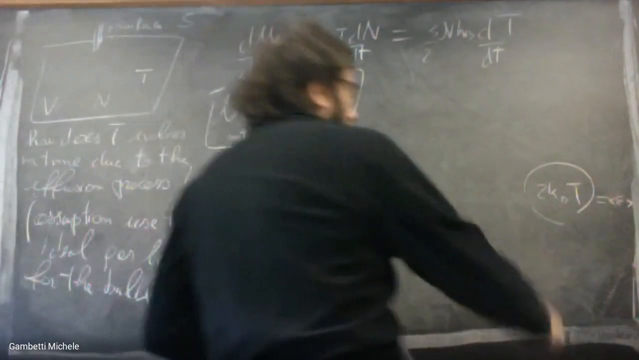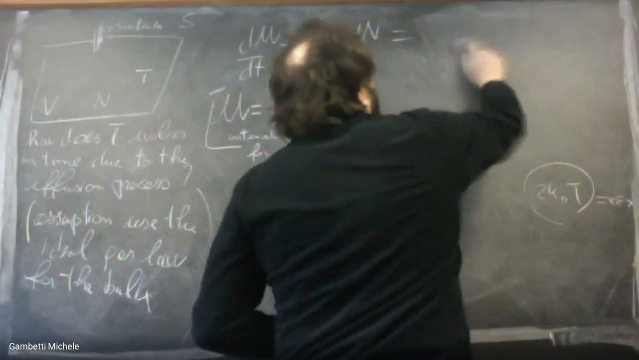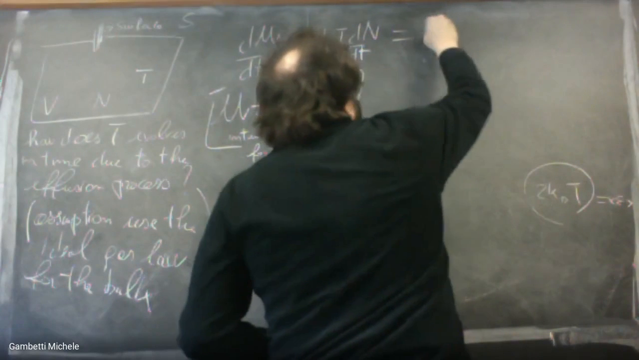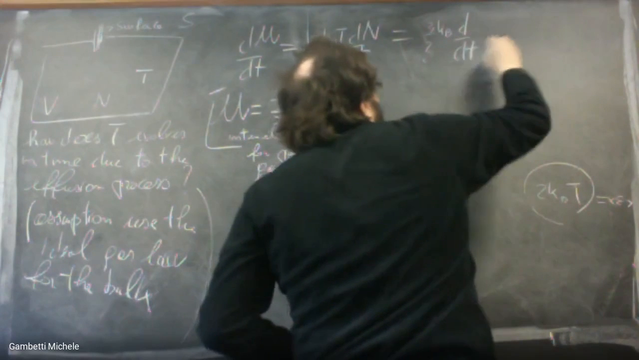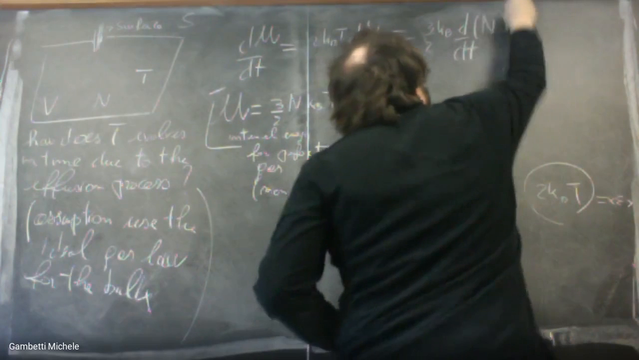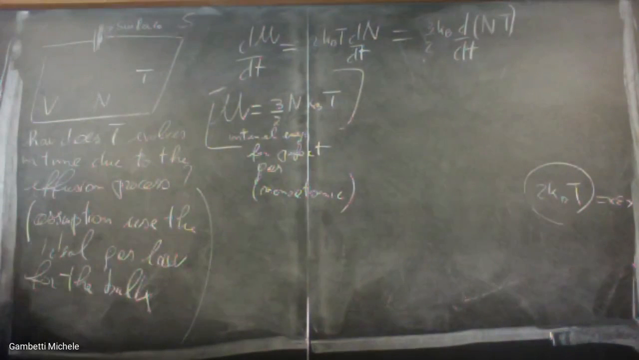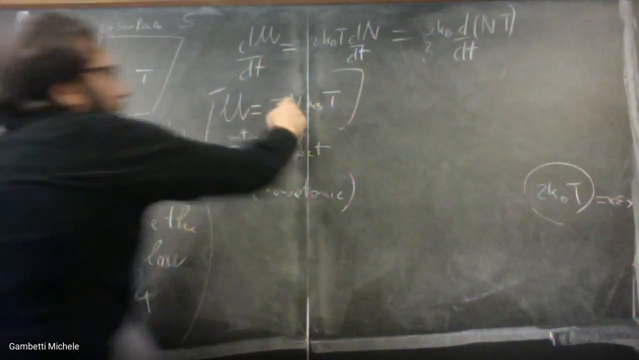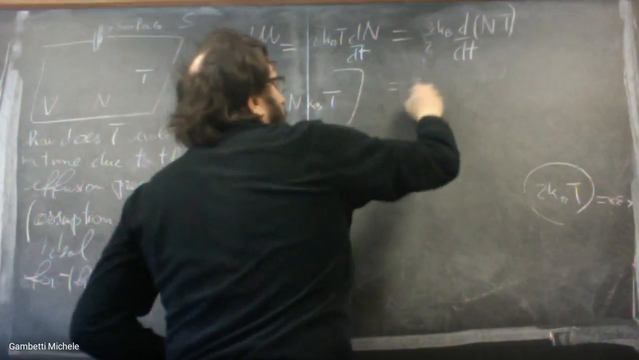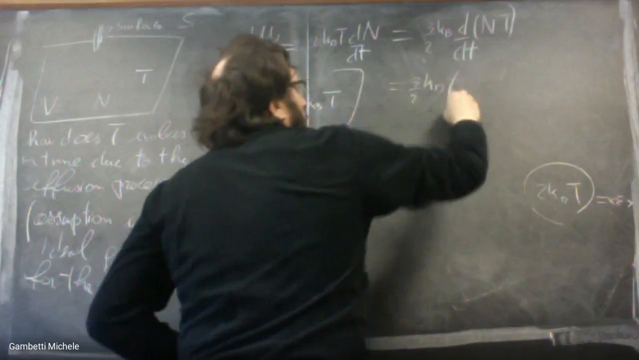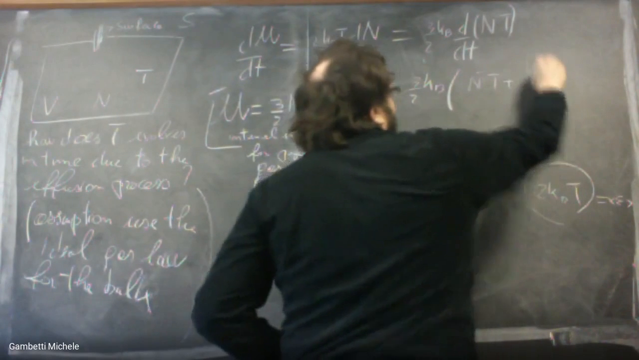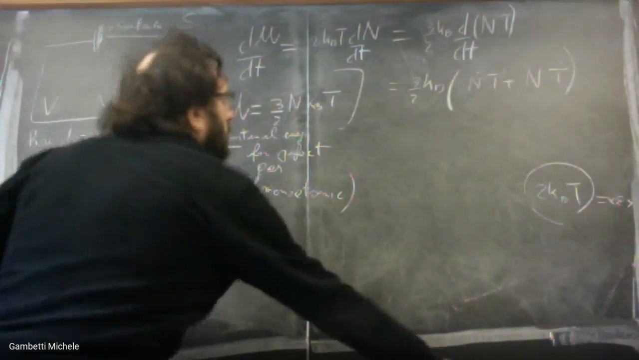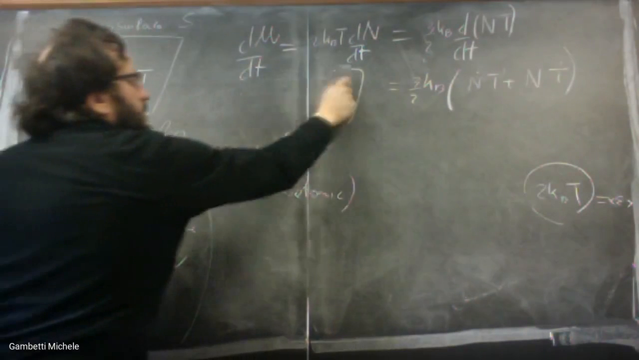Sorry, I am confusing something. So this is 3/2 kB, and then of course we have to do the derivative with respect to time of NT. Of course, N changes inside the box, so this was my mistake. And then this is 3/2 kB, then I have here N dot T plus N T dot. Let me remove this now.